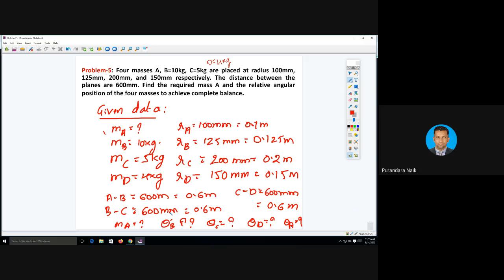For A, both mass and angle are unknown. But for B, mass is known but angle is unknown. Similarly, C also, mass is known, angle is unknown. D also, mass is known, angle is unknown. You can take B or C or D as a reference mass, not A. You cannot select A because A is unknown in both angle and mass. So it's better to select B.